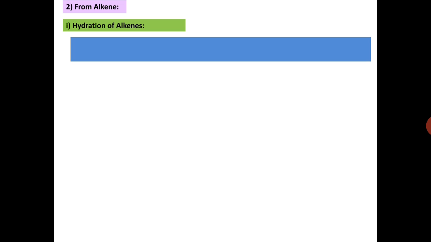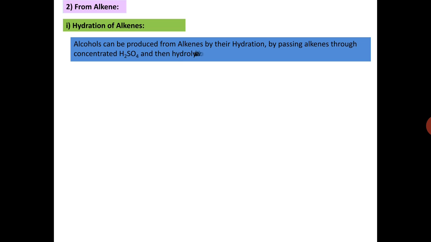The next reaction is hydration of alkene. Hydration of alkene means addition of a water molecule, but by using concentrated H2SO4. Alcohol can be produced from the alkene by hydration, by passing the alkene through concentrated H2SO4 and then hydrolysis with boiling water, which gives alcohol. First it is treated with H2SO4 and then with water.